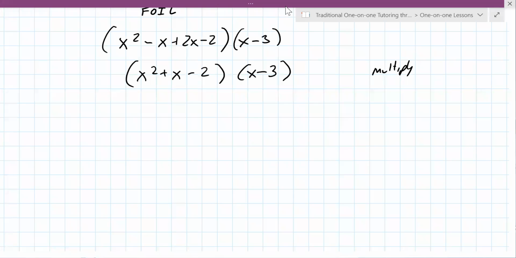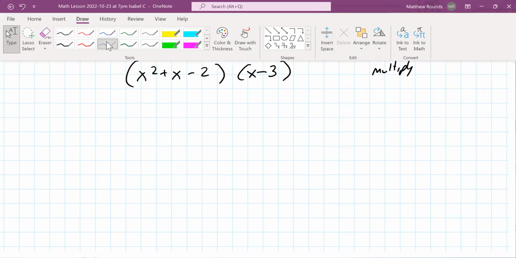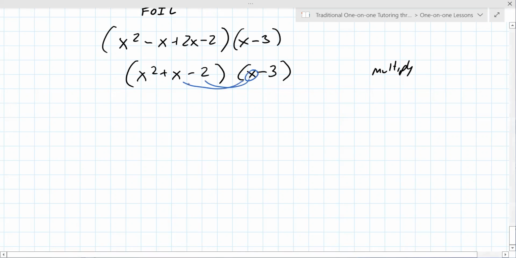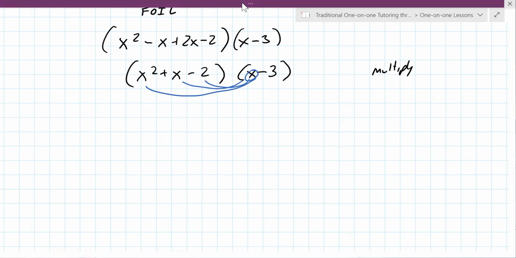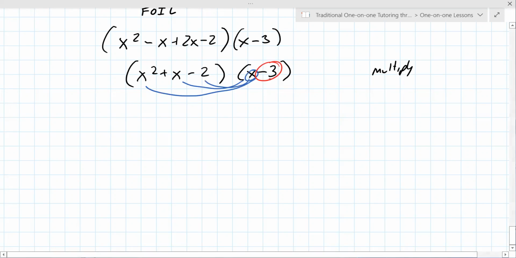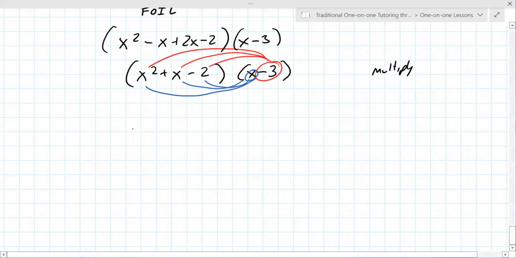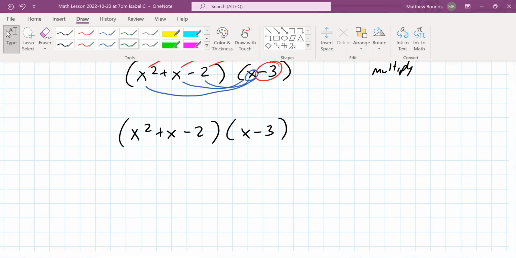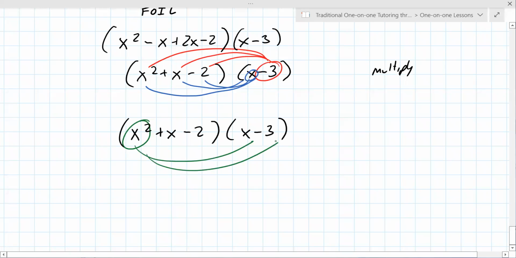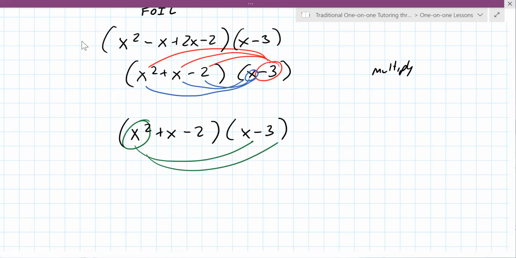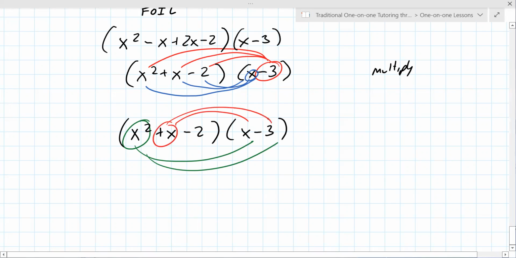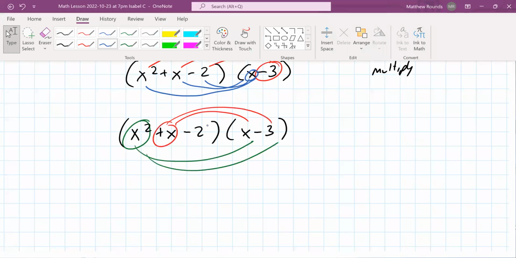And I'll use some different color here to illustrate that. You're going to take this x and multiply it by each of these things. And you're going to take this -3 and multiply it by each of these things. But you could also look at it the other way. You could say, I'd prefer to look at it as I'm going to multiply everything in the left here by the right. They will give you the exact same result. And it really just comes down to your preference.